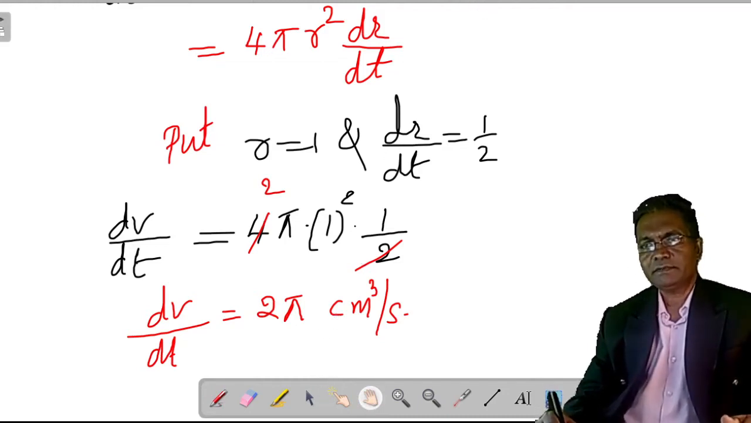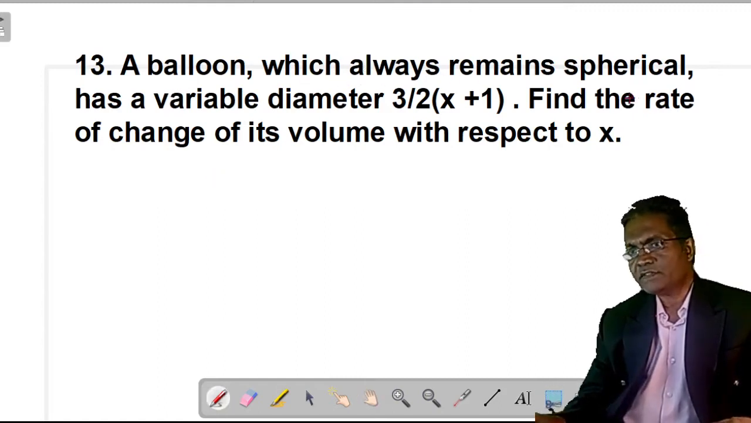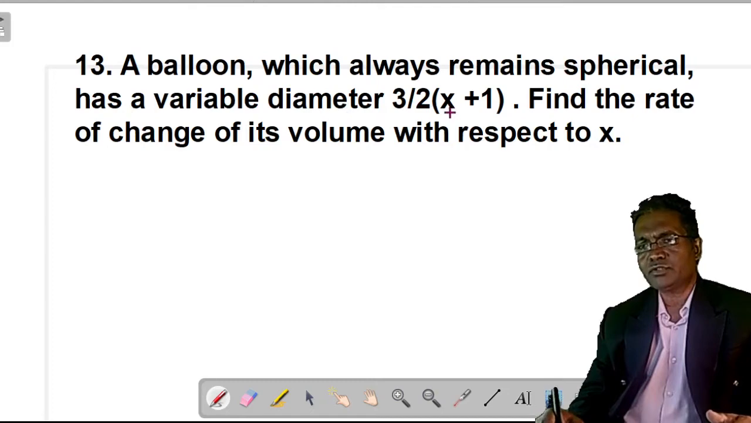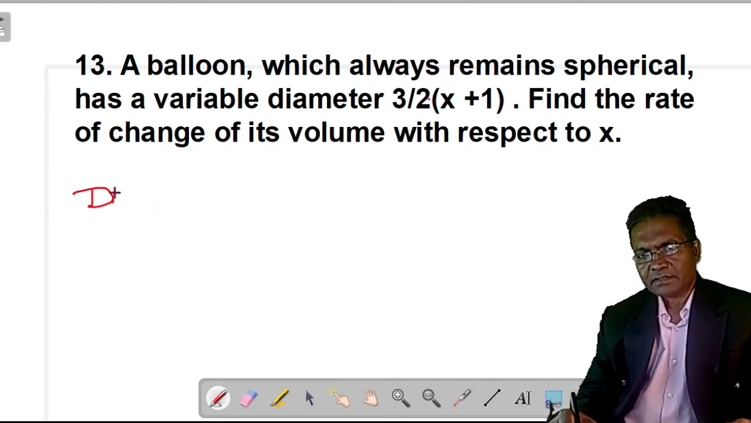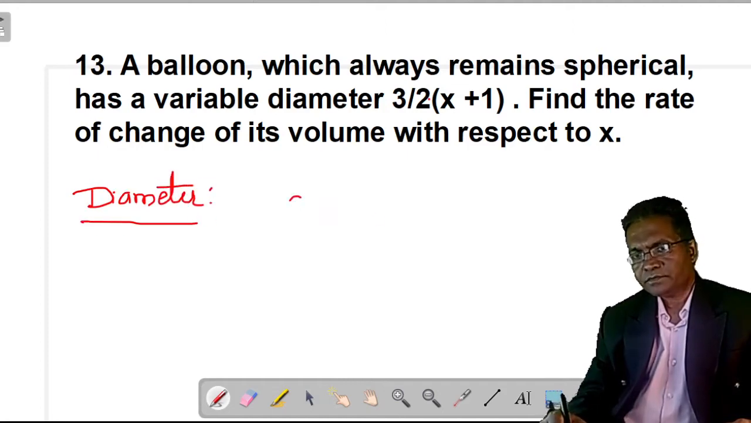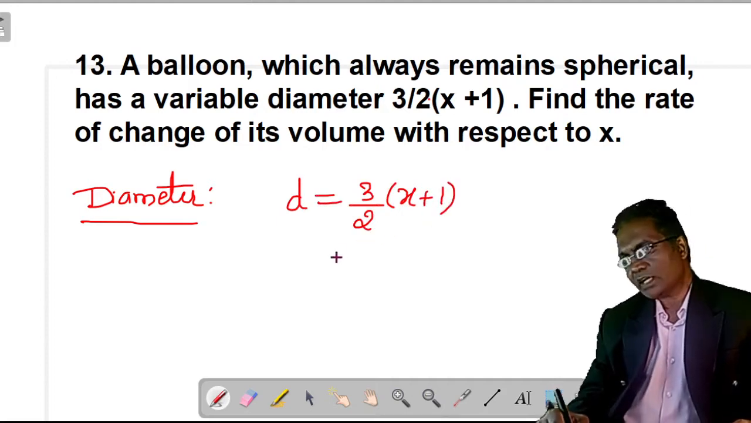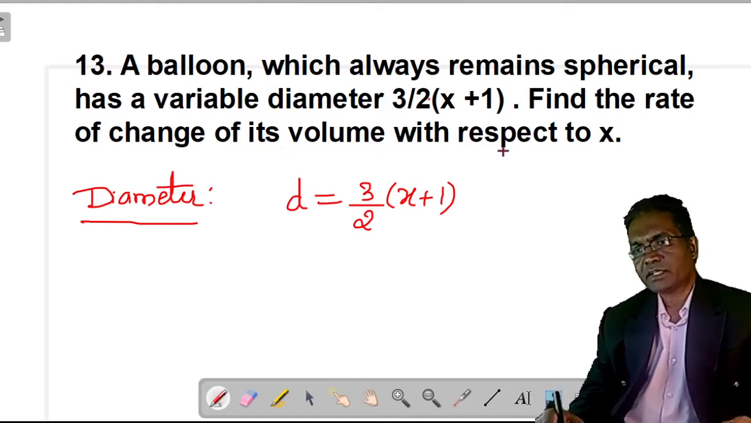Let's have another example. A balloon which always remains spherical has a variable diameter 3 by 2 into x plus 1. The diameter of the spherical balloon is given. Find the rate of change of its volume with respect to x.